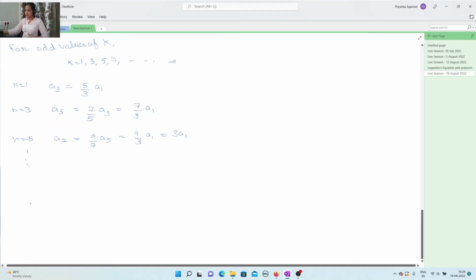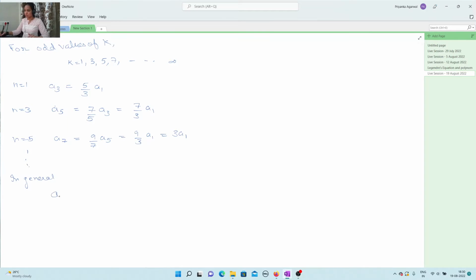So in general, what can we write? The odd terms can be represented by 2k plus 1, right? But this term will always be odd. So you see, when it is 1 here, this is 5. When this is 3, this is 7. So basically, the pattern which you can see here is 2 times the number plus 3 over 3 times a1. For k equals 1 it will be 5, for k equals 3 it will be 7, and for k equals 2 it will be 2 times 2 plus 3, which is 7 this time.